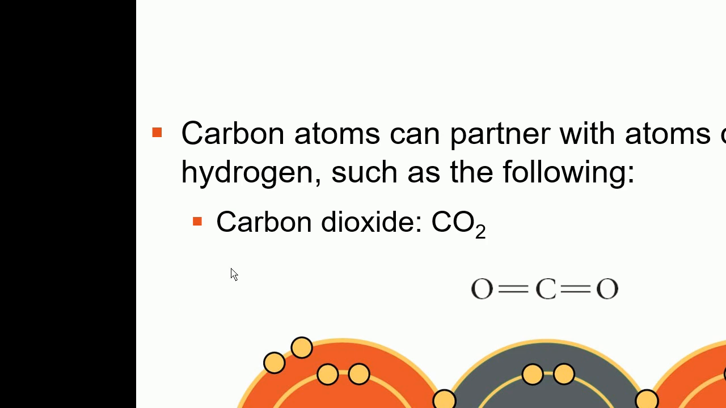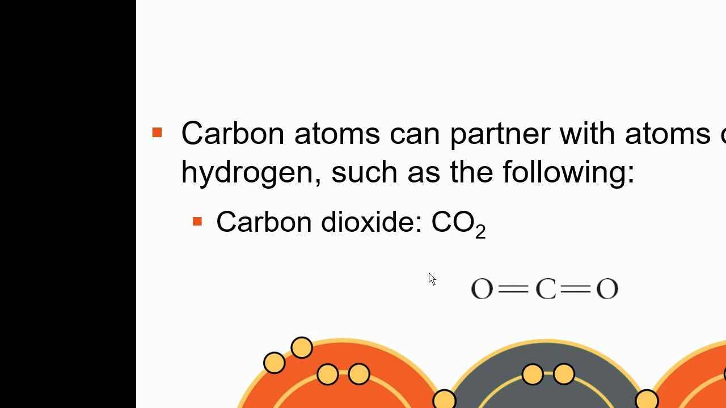So this is just showing you the structure of carbon dioxide. So this is the carbon. This carbon is linked with two oxygens. So this is carbon, and this carbon is linked with two oxygens. So carbon, as you know, has 4 electrons in its outermost shell.